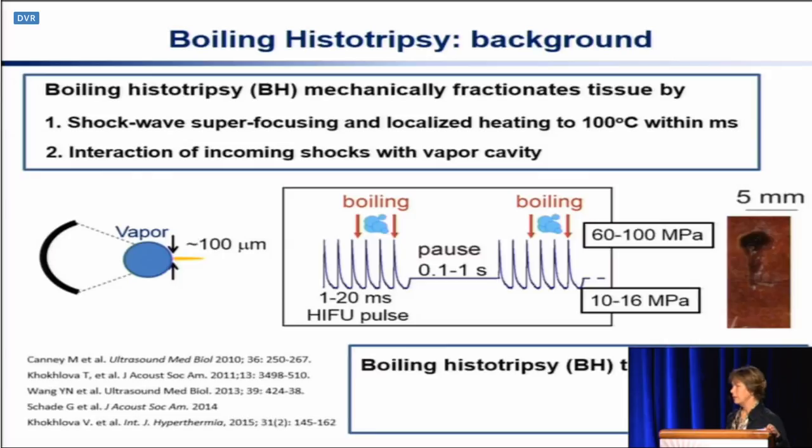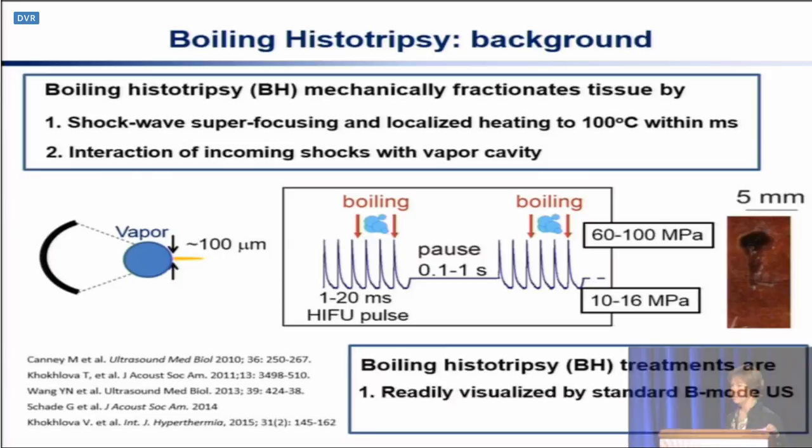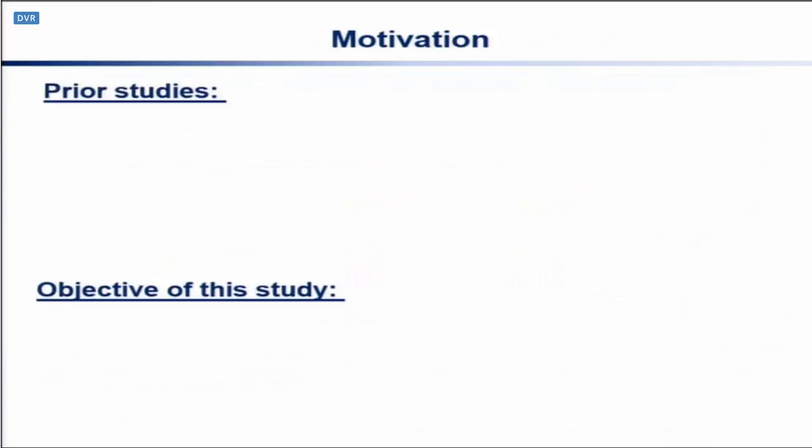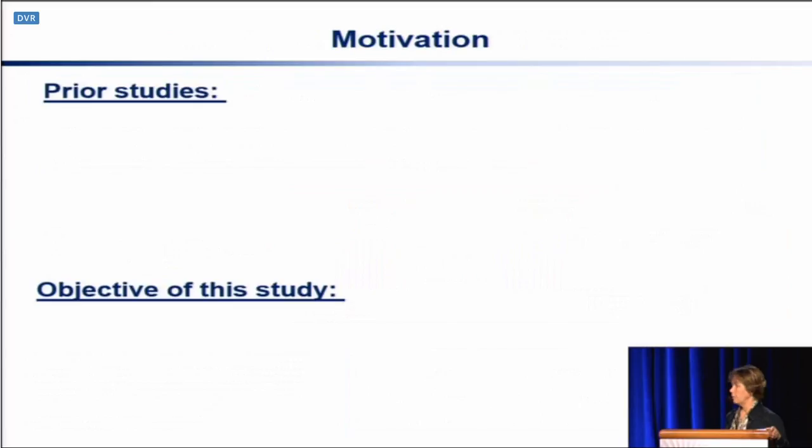Boiling histotripsy treatments have been shown to be readily visualized by standard B-mode ultrasound imaging, which is beneficial for the clinical use. And it was shown that it is capable of sparing connective tissues, which is also a nice clinically beneficial effect. So the motivation of this work was based on our previous studies.